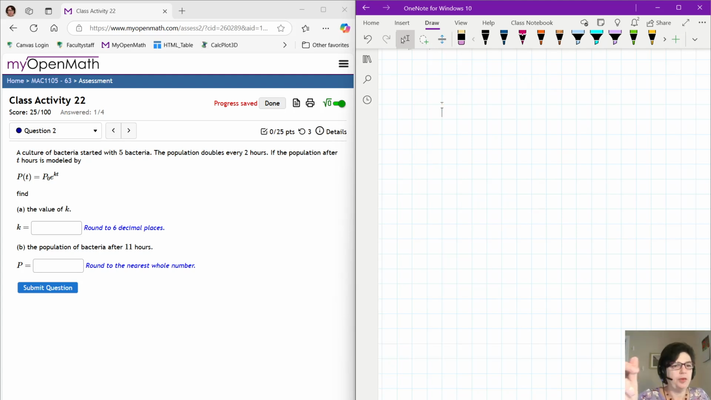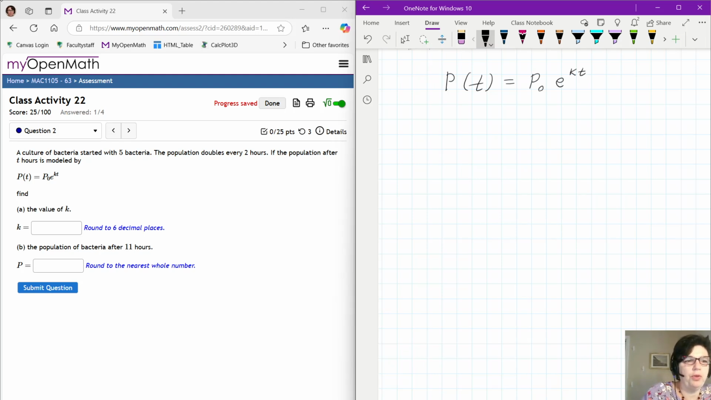All right, guys, in this question, we are going to talk about doubling time. So we have a culture of bacteria, and the formula is that the number of bacteria t hours after the culture starts is P of t equals P0 multiplied by e to the power kt. So k is called the growth constant, and this is something that you would have to find first.